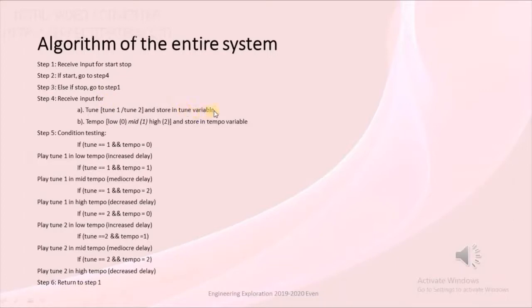In step 4, it selects either tune 1 or tune 2 in the tune variable, and the tempo. Tempo is just an increased delay, a mediocre delay, or a decreased delay. Delay time is adjusted, so I have named them low tempo, high tempo, and mid tempo. So the tempo variable also is selected. They are put in an if-else ladder. We test them, and accordingly the tune is played. At last, in step 6, it returns back to step 1 for taking the input again.